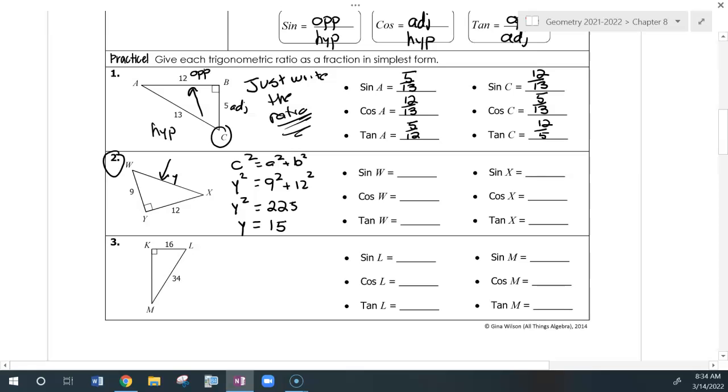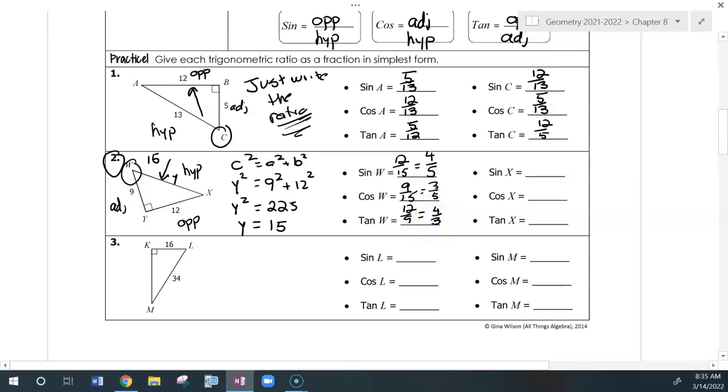So once I know that, I can then write my ratios. From angle W, here's opposite, here's adjacent, here's hypotenuse. So sine of W is going to be 12/15. Now don't leave it like that, reduce it please. So this will be 4/5. Cosine of W is 9/15, which equals 3/5. Tangent of W is going to be 12/9, and that's 4/3.